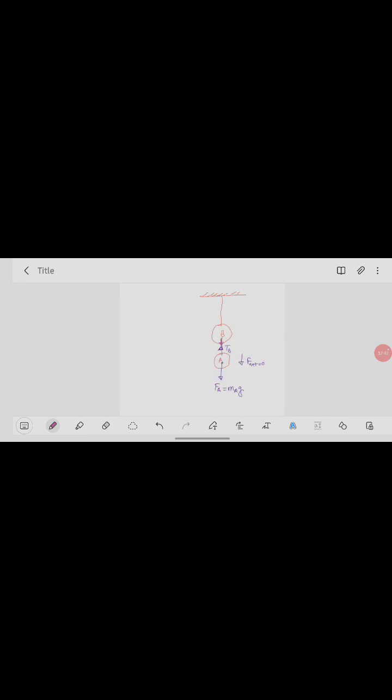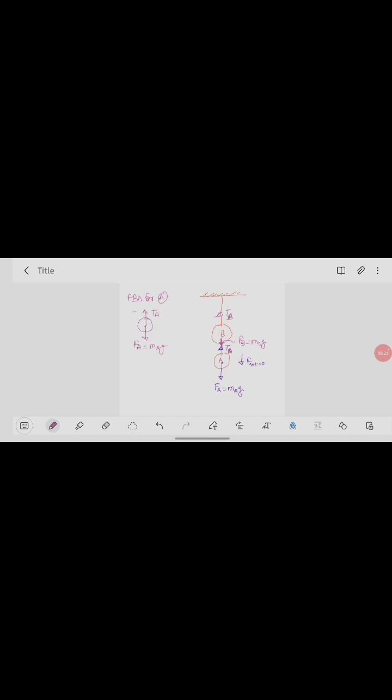it also has the weight, meaning FB, which equals MBG, and it has a tension that is called TB. Let's say this is TA and this is TB, okay, to make it better, TB, TA. So make the free body diagram for A. A has only two forces: FA equals MAG, and there is a tension, TA.